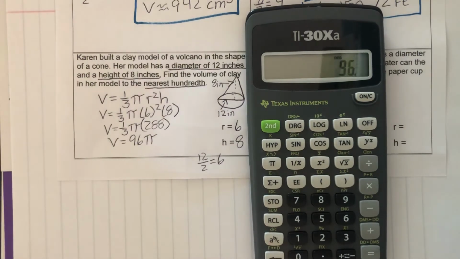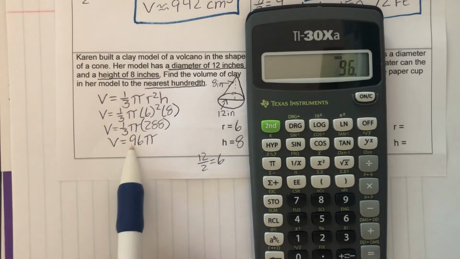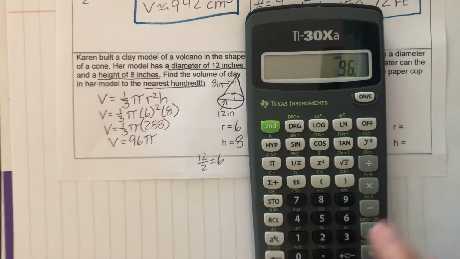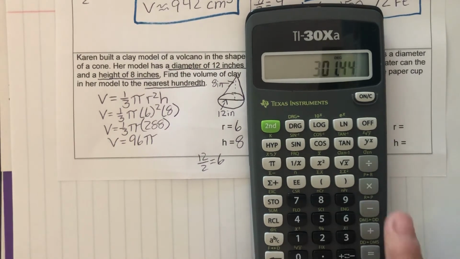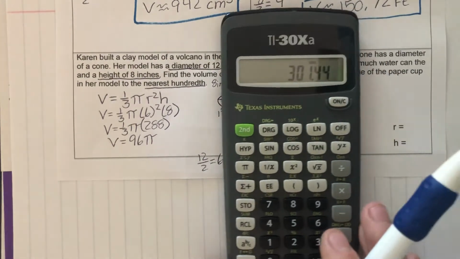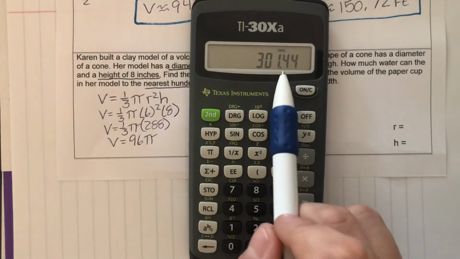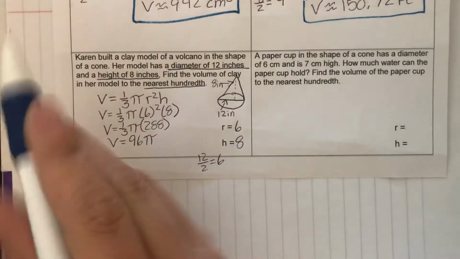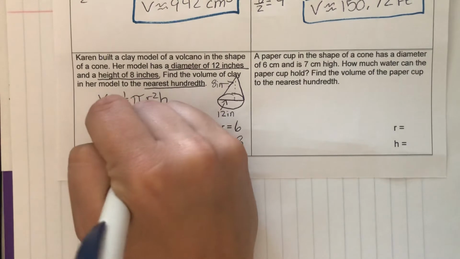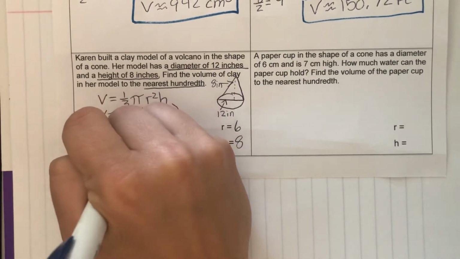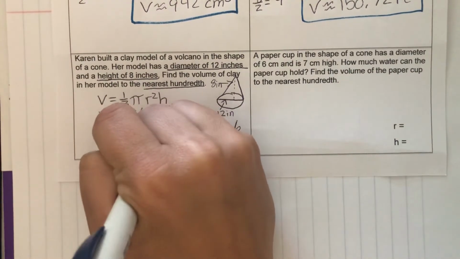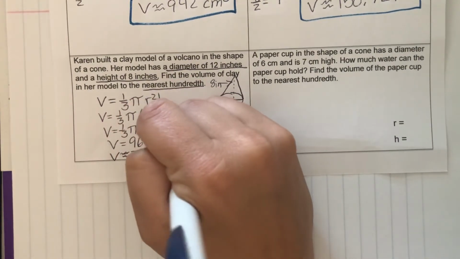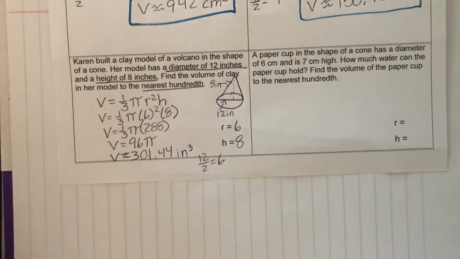I don't want to just stop there. I want to write it as a decimal, so I'm going to multiply 96 times 3.14 for pi. And we need to round to the nearest hundredth, so if I round this number, it's already 2 decimal places. I don't need to do anything to it, so I leave it as it is. Volume equals, or is approximately 301.44. And our units is inches cubed, or cubic inches.